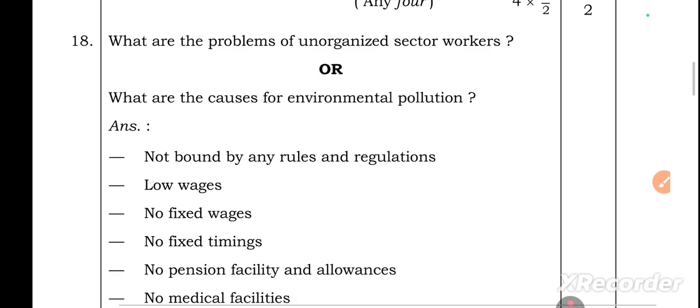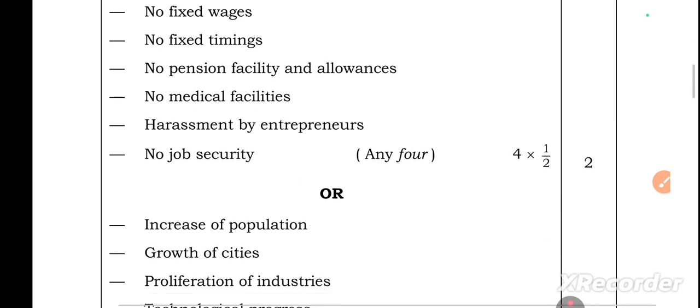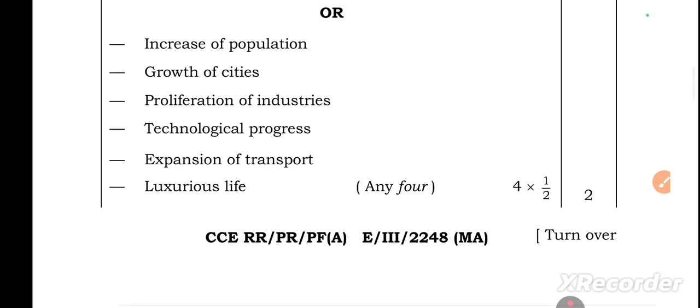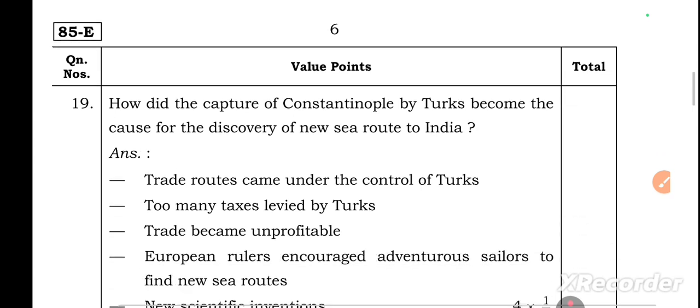For this question, they asked another R type question. What are the causes for environmental pollution? This is an important question. They asked it several times in previous examinations. Increase of population, growth of cities, proliferation of industries, technological progress, expansion of transport, luxurious life. If you write any 4 points, you will get 2 marks.